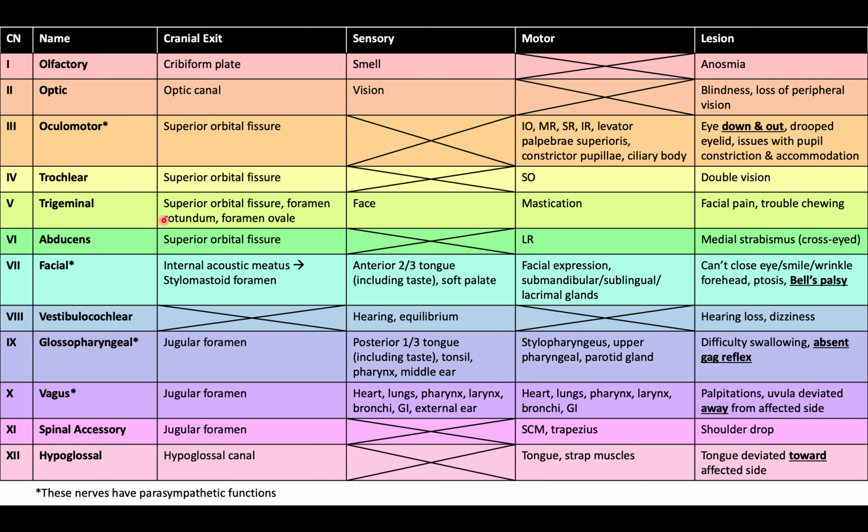The trigeminal nerve, we're going to talk more about it, but it's standing room only. So superior orbital fissure, foramen rotundum, and foramen ovale. Then cranial nerve 7 and 8 go through the internal acoustic meatus, and then facial continues on through the stylomastoid foramen. Cranial nerve 9 through 11 goes through the jugular foramen, and then the hypoglossal nerve gets its own hypoglossal canal.